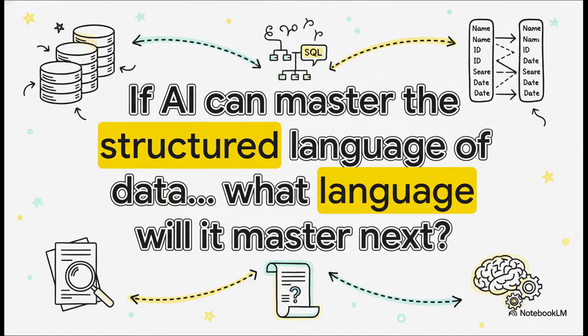And that leaves us with one final big question to think about. This approach shows a massive leap forward in AI's ability to understand the rigid, structured, logical language of databases. So if it can get this good at mastering that kind of complexity, what other complex languages, what other systems is it going to master next?